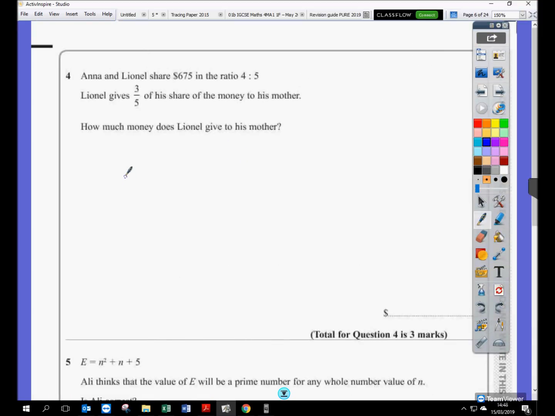Next. Anna and Lionel share £675 in the ratio 4:5. So first of all, I'm going to work out how much they each receive. Remember, ratios are in the order of their names. It says Anna and Lionel, so I will add them together to give 9 because there are 9 parts altogether.